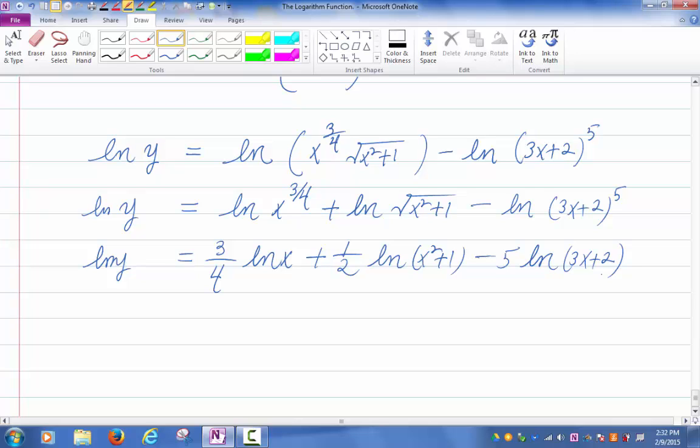And now I'm going to take the derivative of both sides. If I take the derivative of both sides with respect to x, what do I get? On the left hand side, I get 1 over y times y prime. What's the derivative of the first term on the right? Three-fourths 1 over x. What's the derivative of the second term?